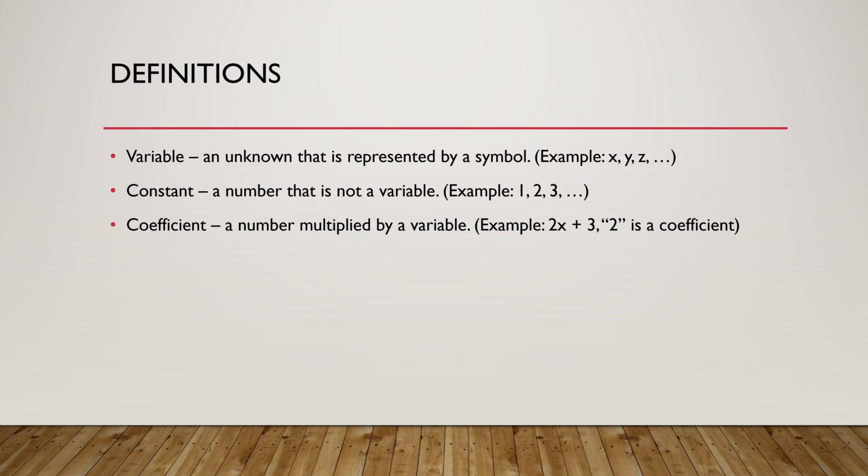Alright, so before we get started, let's go over some definitions, starting with a variable. A variable is an unknown that is represented by a symbol such as x, y, z, etc. Then we have a constant, which is a number that is not a variable, for example 1, 2, 3, you name it. And finally, a coefficient, which is a number that is multiplied by a variable. So in the example that we have provided, 2x plus 3, 2 is a coefficient.